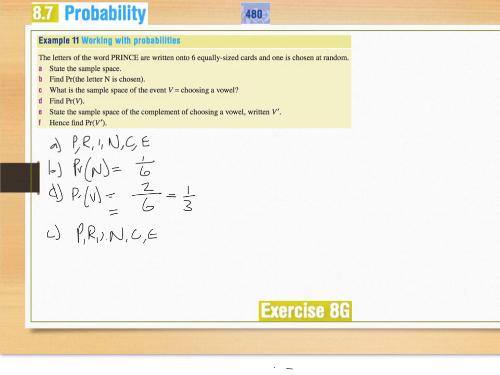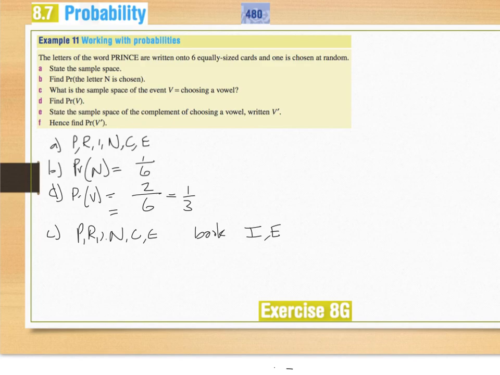If the book wants the answer to be I and E, they should have asked what the favorable outcomes are when I choose a vowel. That will be I and E, not a sample space. The sample space is all possible things that I can have, and if I pick out of PRINCE, that is the sample space. That will be the same for E now.